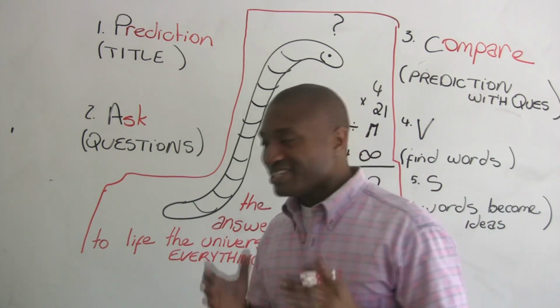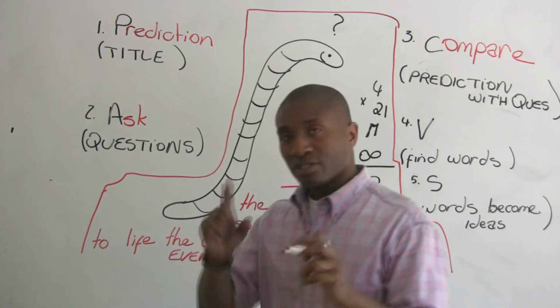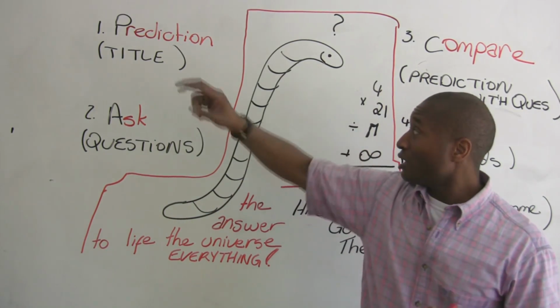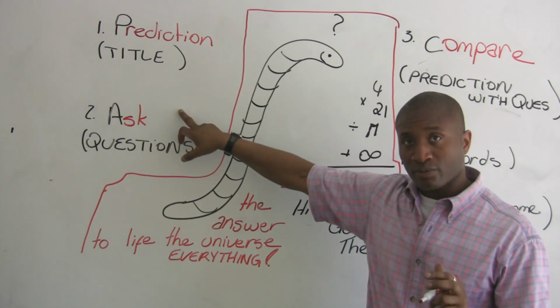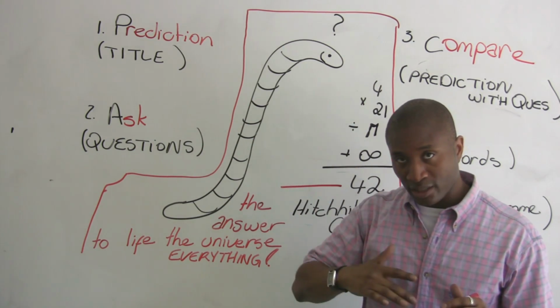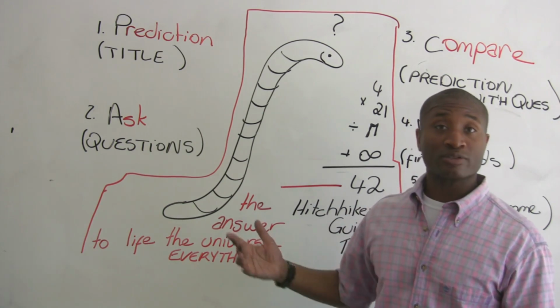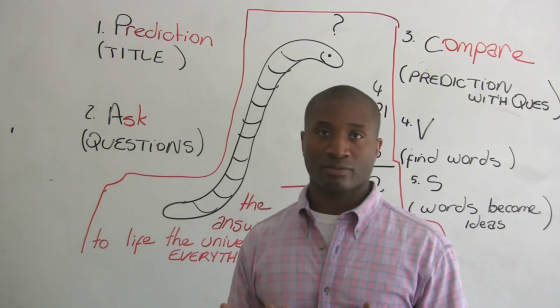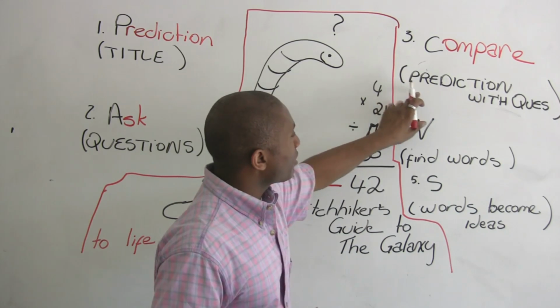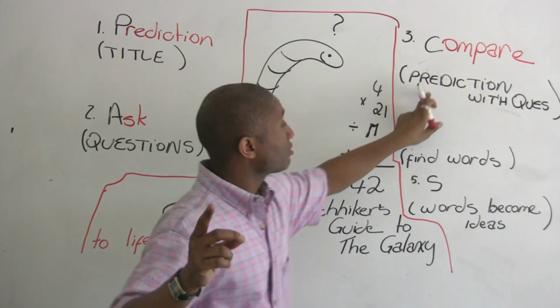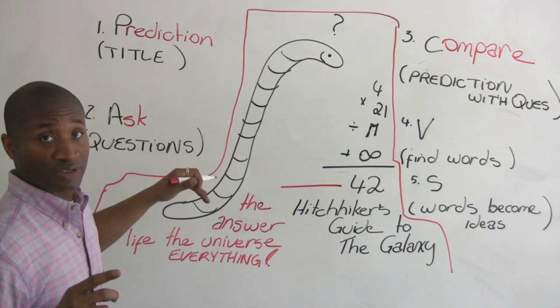Compare. You need to compare. We did 2 things here. We made a prediction, and then we asked some questions. We predicted what should be inside what we're reading, and then we asked questions about what we should be learning, what we should get from this. Now we have to compare our prediction with the questions that we asked.